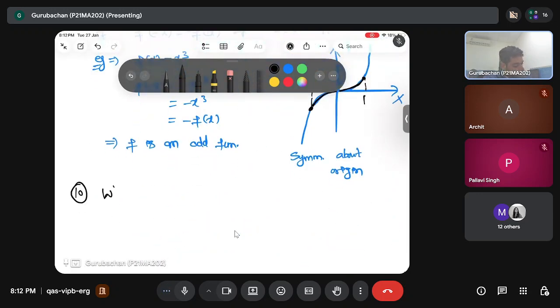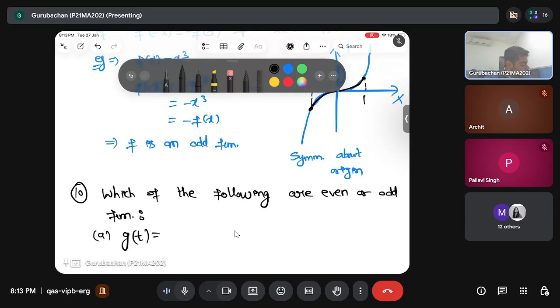So which of the following are even or odd functions? So the first one is g(t) is equal to 1 by (t minus 1), or neither. It is not necessary that a function is even, that it has to be odd. It cannot be even, it cannot be odd.